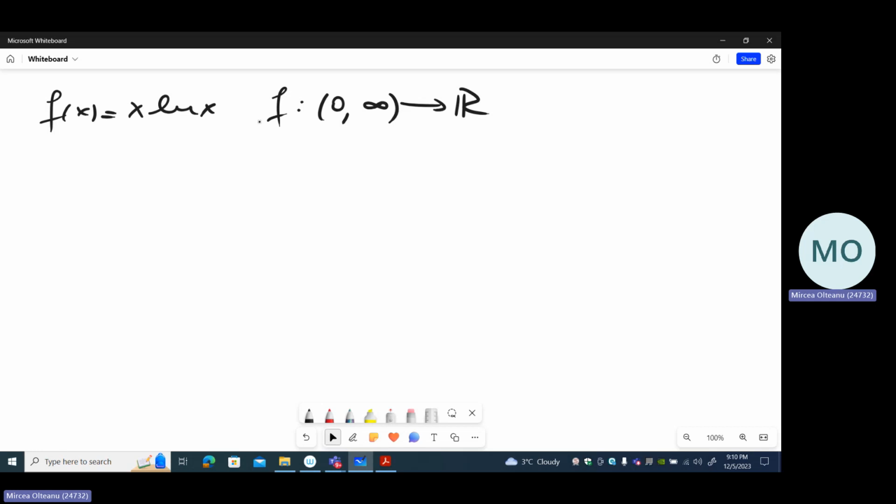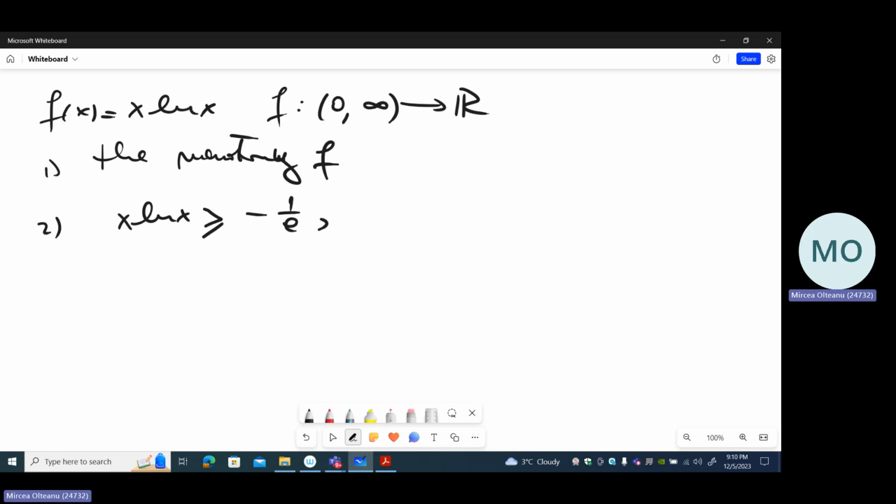And the questions are, first, study the monotony of the function f. Second question, prove that x logarithm of x is greater or equal than minus 1 over e for every positive x. Okay? Everything is based on the derivatives.